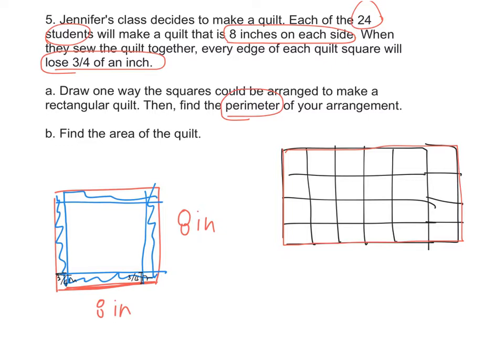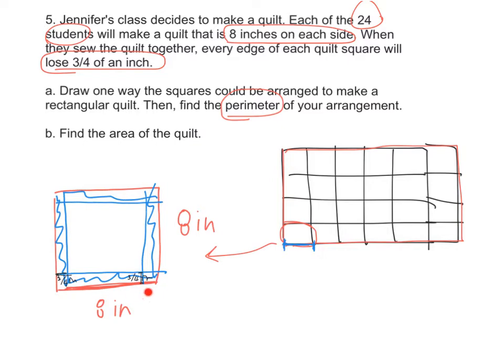Well, let me ask you a question. If this is one kid's square, and I zoom in and it looks like this, what's the distance from here to here? From here to here. What's the distance? Is it 8 inches? Because it's lost 3/4 on each side, huh? So what's the length of one from here to here after it's been sewn?